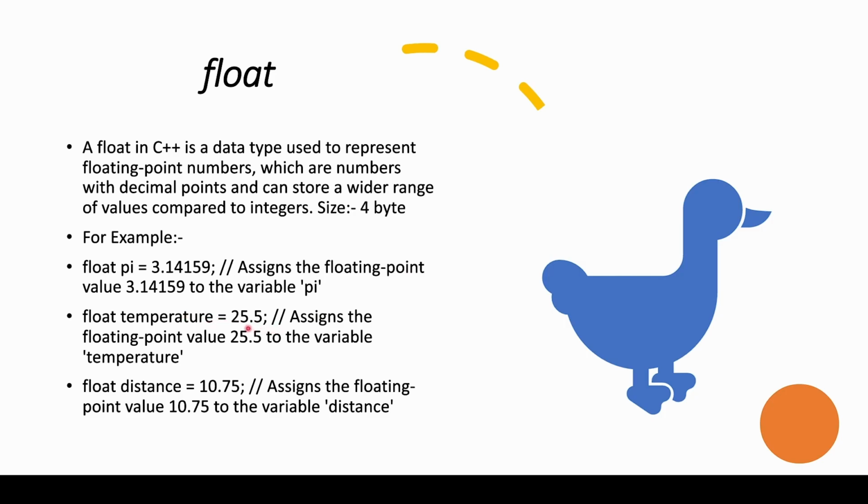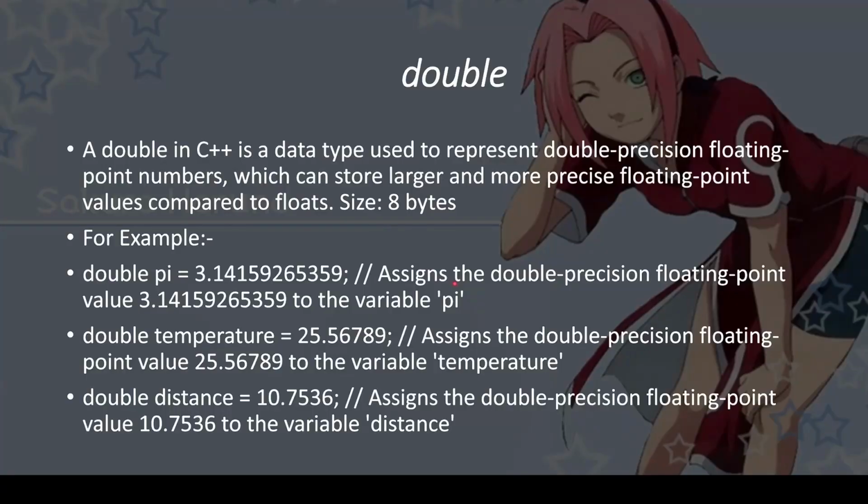Likewise, we have 25.9, which is of type float, and we store it in the variable temperature. And our next data type is double. A double is the same as float.